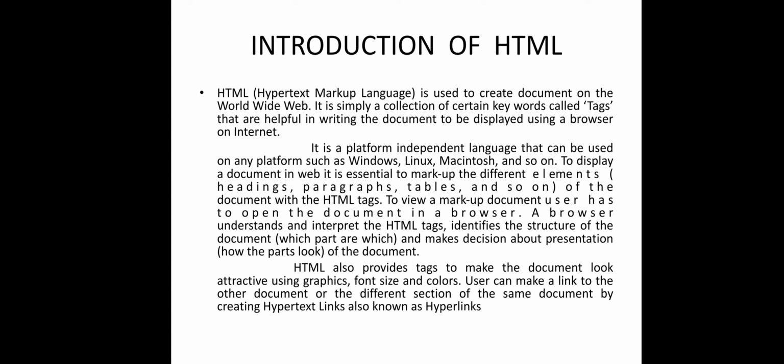tables, and so on. HTML also provides tags to make the document look attractive using graphics, font size, and colors. Users can make a link to other documents or different sections of the same document by creating hypertext links, also known as hyperlinks.